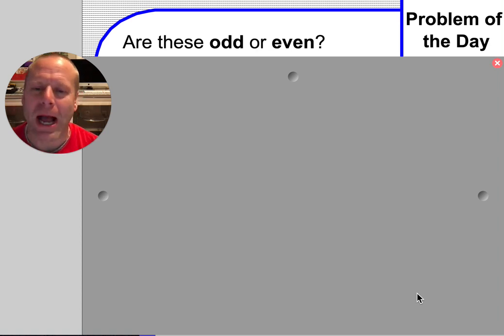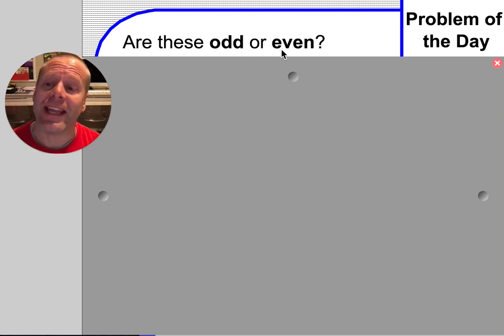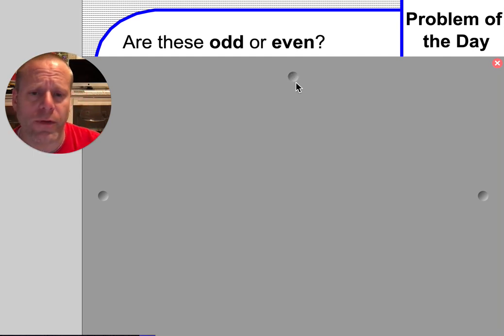All right, so our problem of the day today is mainly an exercise in vocabulary, right? Because it's a pretty simple concept once you get the idea. So there are two math words, odd and even. And they're going to be referring to the last digit, the ones digit in a number. Okay, so let's just focus on the ones for now.